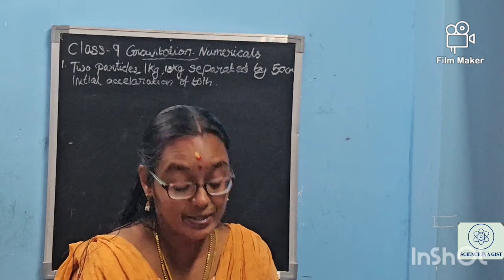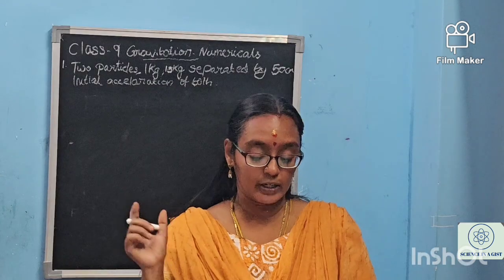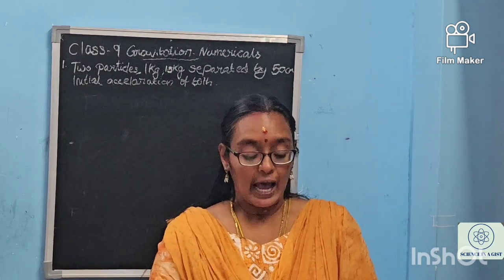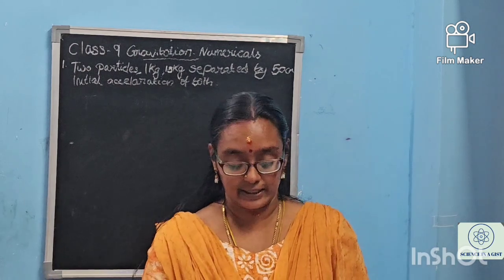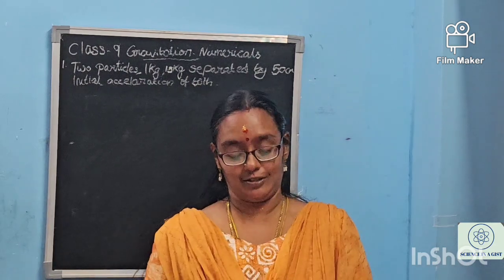First question is, two particles of masses 1 kilogram and 1.5 kilogram are placed at a separation of 50 centimeter. Assuming that only one force is acting on the particles, their mutual gravitation, find the initial acceleration of the two particles. What are the things which you have to underline? I will read once again. Two particles are separated by 50 centimeter. Assuming that one force is acting, that is gravitation. So underline mutual gravitation.